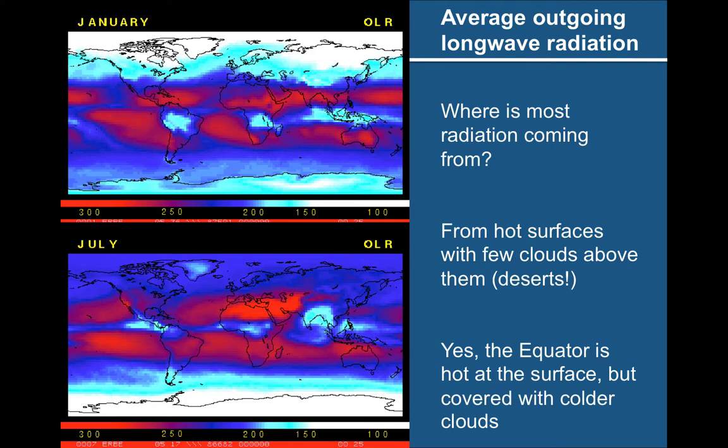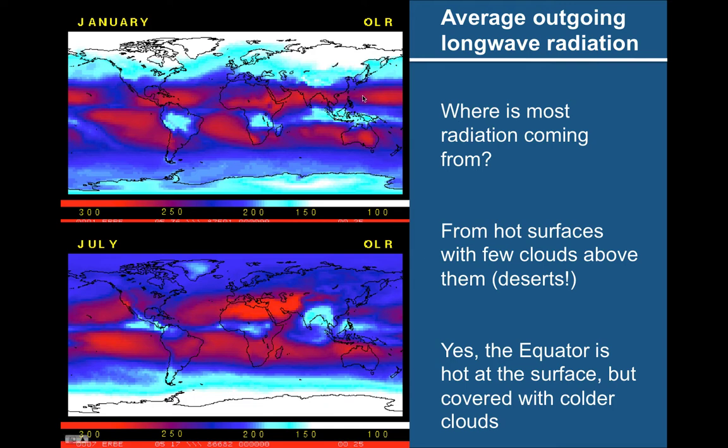Where's most of the radiation coming from? Well, it's not as you'd suspect, because where you think it's hottest at the equator, you're not seeing as much radiation coming out into space as from, say, the subtropical bands. And this is because of clouds overlying these areas. Clouds are overlying the Amazon basin in January, over the Congo basin, and over Indonesia. Those clouds are relatively cold, so due to the Boltzmann law, they're not emitting as much radiation to space, which is being measured here.